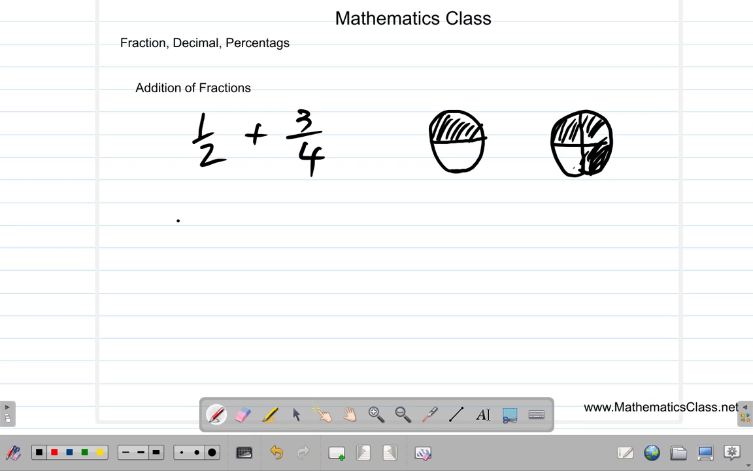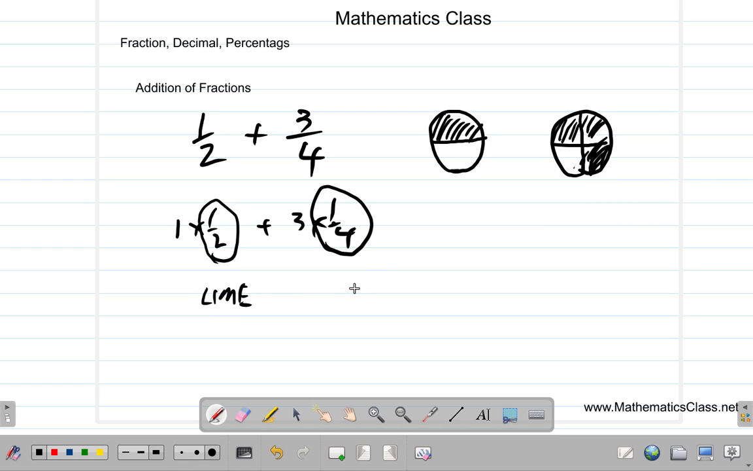Now, half means the same as 1 times a half. 3/4 means the same as 3 times a quarter. So you have 1/2 plus 3/4. Half and quarter are different things, you know. It's like you have lime, and then you have mango. You can't say 1 lime plus mango gives you 4 lime or 4 mango. You want to add the same thing.